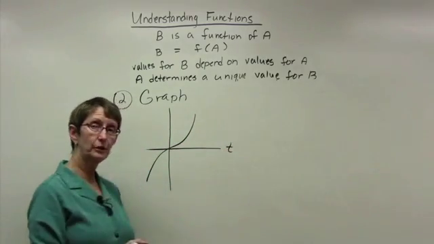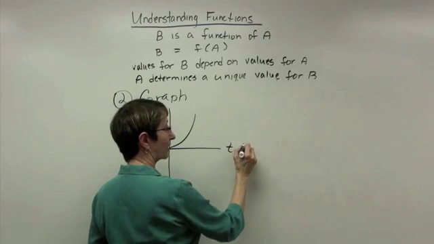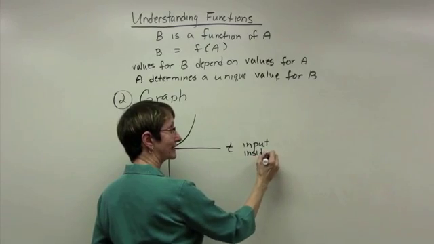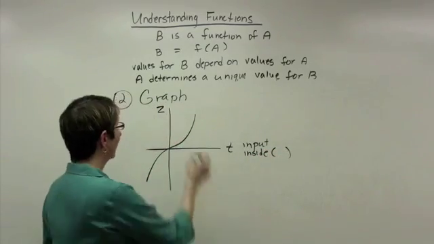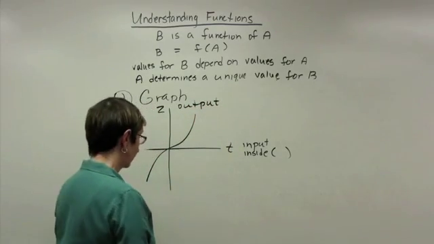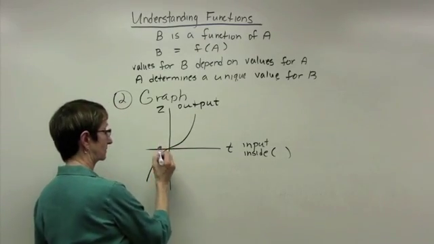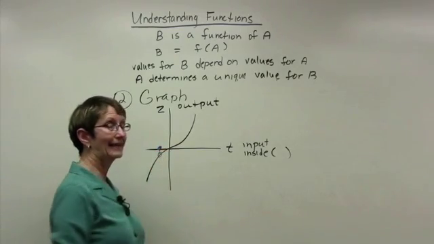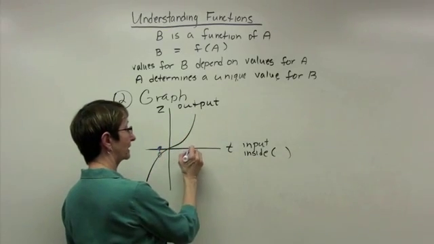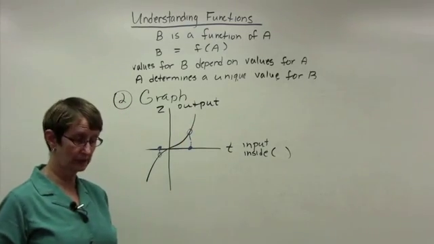Let's call this value T on the horizontal axis, and we'll call that Z. This is our input. You'll notice that it will be the letter inside the parentheses, and Z is the output. So I put in a value for T. I get out only one value for Z that's on the curve. Over here I put in a value for T. I get out a single value for Z.